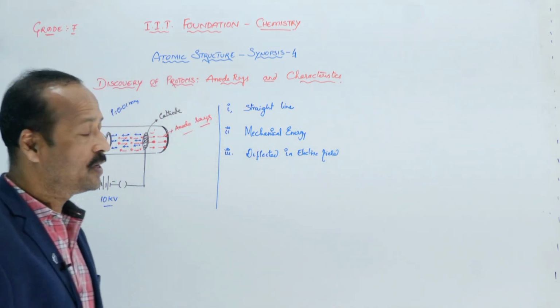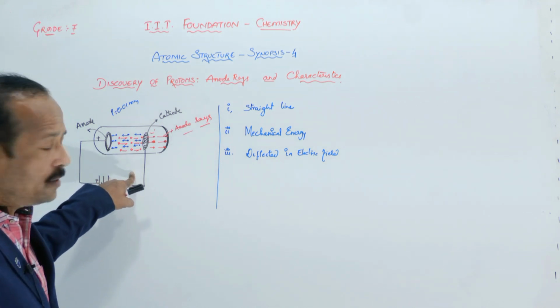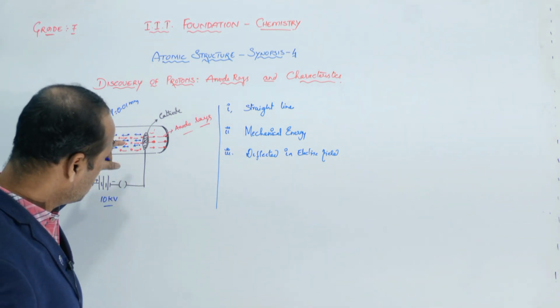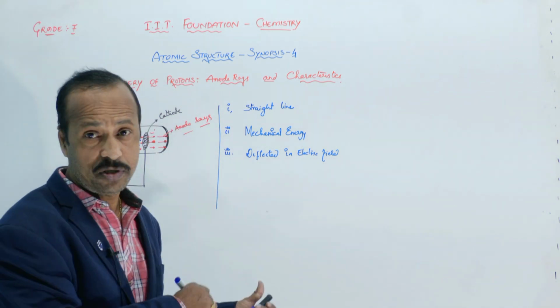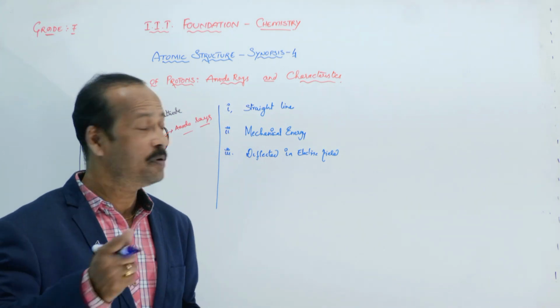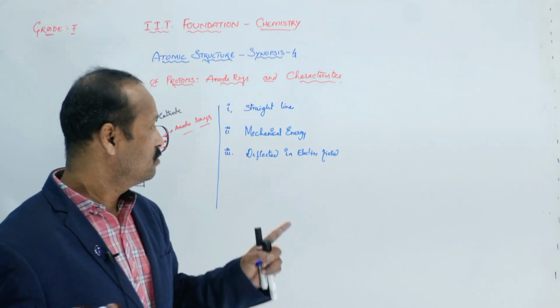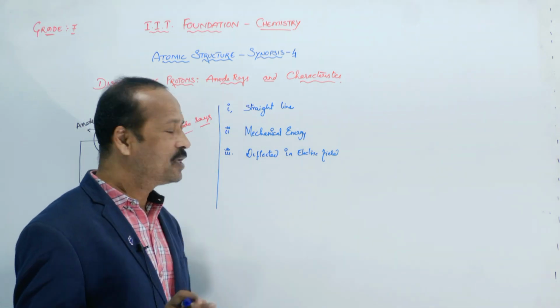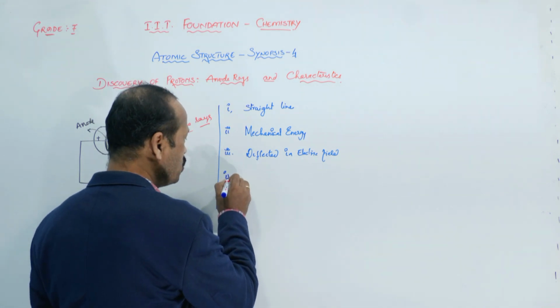If you place an electric field on either side of the discharge tube, then what happens? Instead of moving straight, they move towards the negative charge because they carry positive charge. Opposite charges attract, so they move towards the cathode, meaning the negative charge. Hence they are deflecting in the electric field.